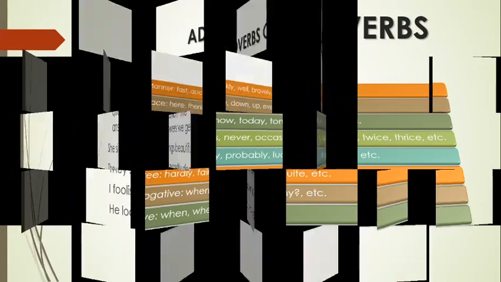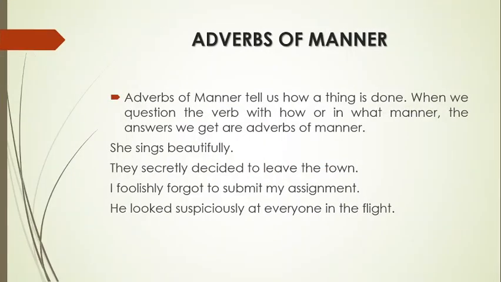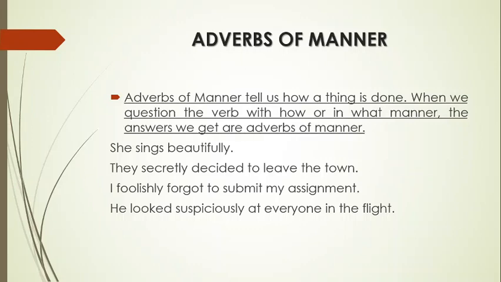Now let us talk about adverbs of manner. Adverbs of manner tell us how a thing is done. When we question the verb with how or in what manner, the answers we get are adverbs of manner. For example, she sings beautifully. So how does she sing? Beautifully. They secretly decided to leave the town.